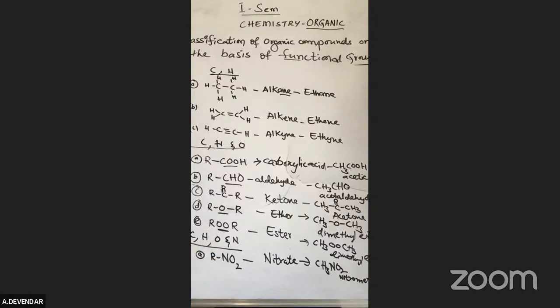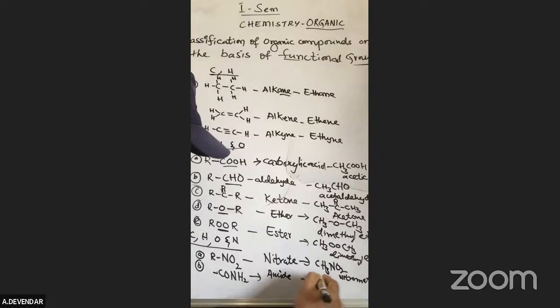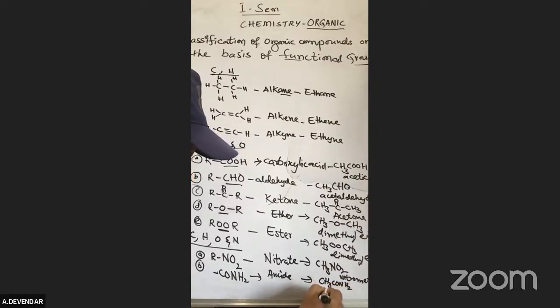These are the elements involved, and here we have the nitrate. Next one, we will see the amide group, that is CONH2. This is called amide. We can use it as acetamide, CH3CONH2. Acetamide.